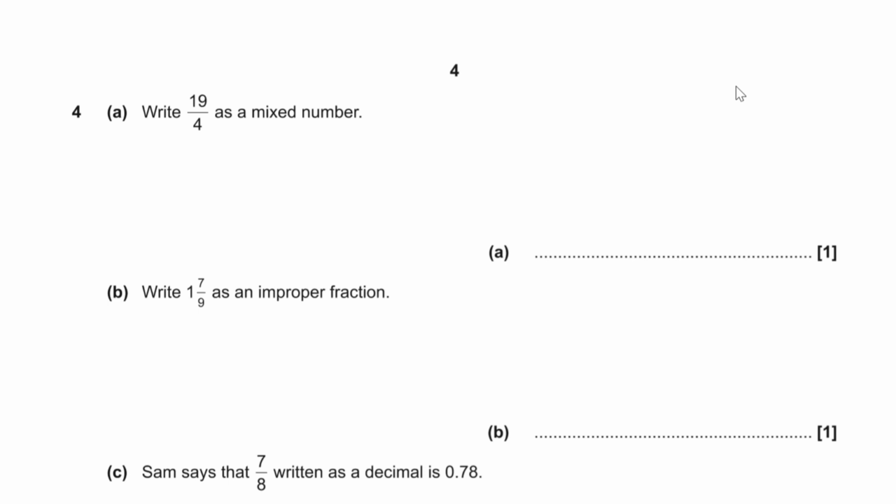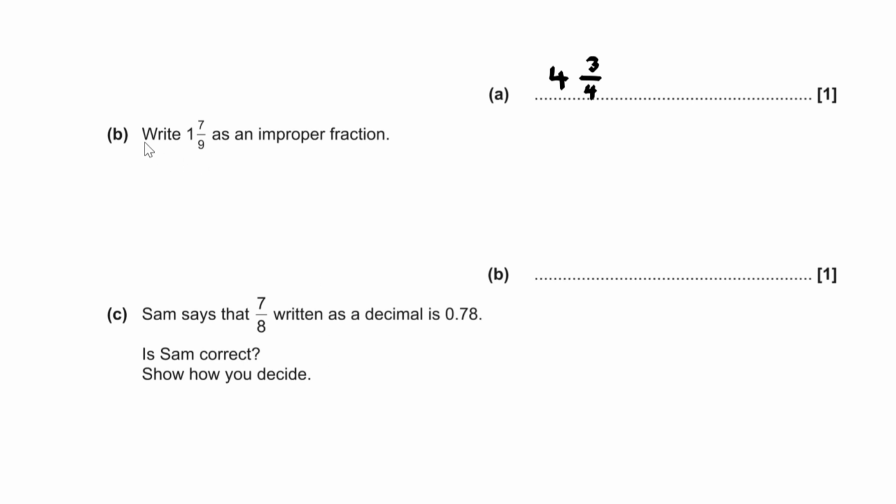Question number 4. Part A, we have to write 19 over 4 as a mixed number. How many times does 4 go into 19? Well, if we work out our 4 times tables, we've got 4, 8, 12, 16, and then after that, we've got 20. So 4 goes into 19 4 whole times, and what's left over is 3. So we have 4 and 3/4.